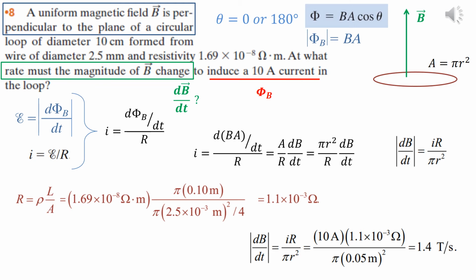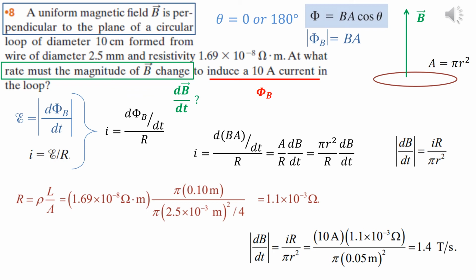The angle between A and B: the A vector is parallel to B, because the A vector is perpendicular to the surface area. So the cosine of 0 is 1. That's why I directly put, in place of the derivative of the flux, the derivative of B times A. B is the magnetic field and A is the area of the loop.